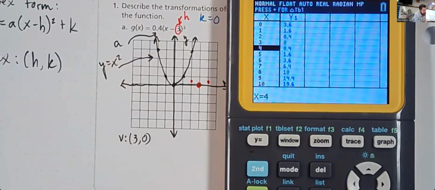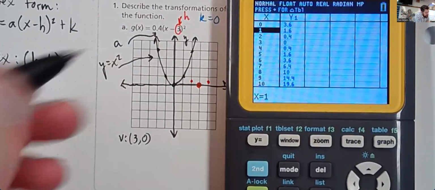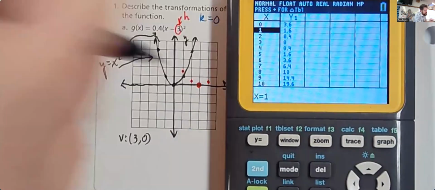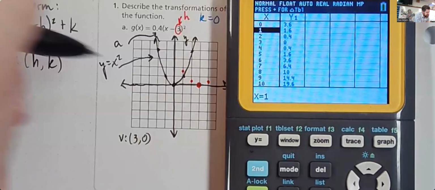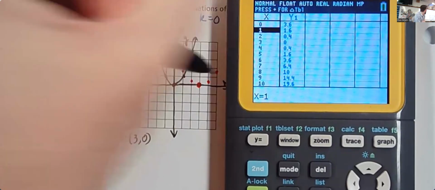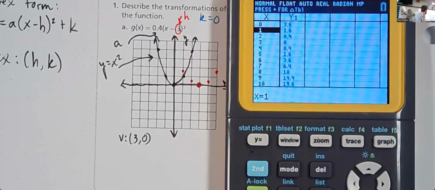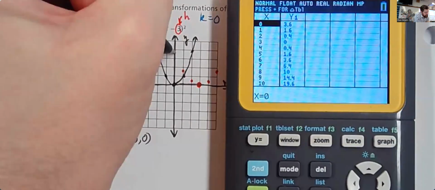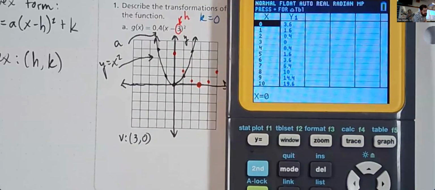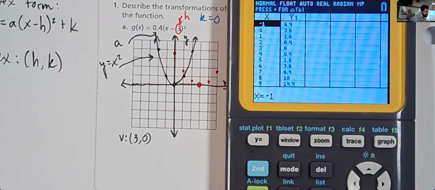And then if we go to 1, you can see we've got 1.6. So 1.6 will be about right there. And then you got another point over here at 5, 1.6, because again, same height on opposite sides of the vertex. And we'll get a couple more on the left here. So if we go to 0, we got 3.6. That's almost at 4. About right there. And if we do one more, let's see, 6.4. Actually, I don't think we have enough height for that. So we'll just go ahead and get those points on there.